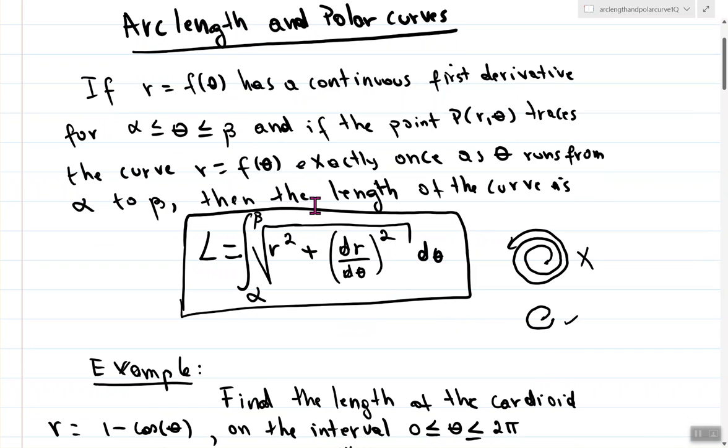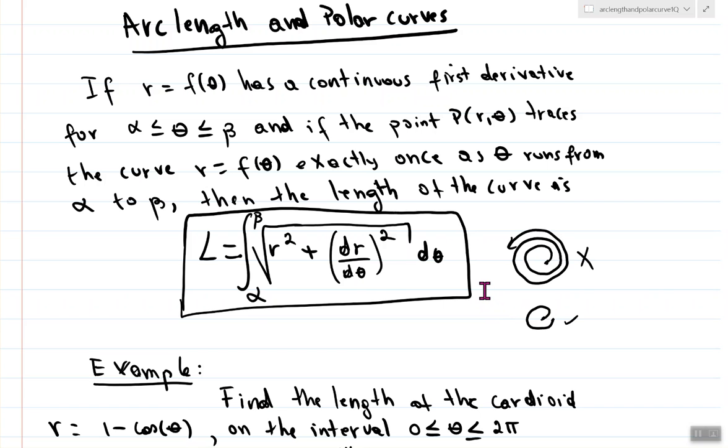Now, here the assumption is, when we say theta is between alpha and beta, we are assuming that the polar curve is not winding like this. Okay. So it may look like this, not like this, where it's winding around some given point.